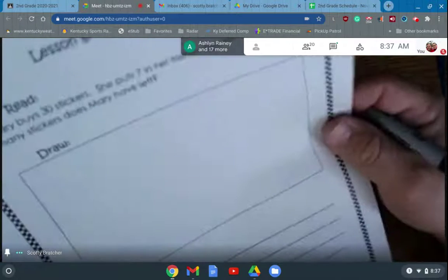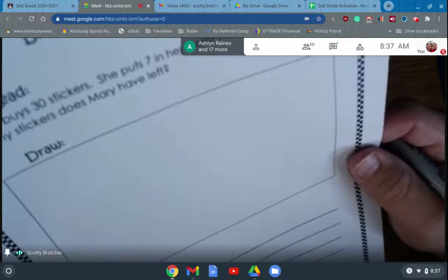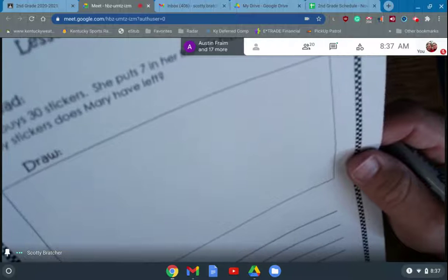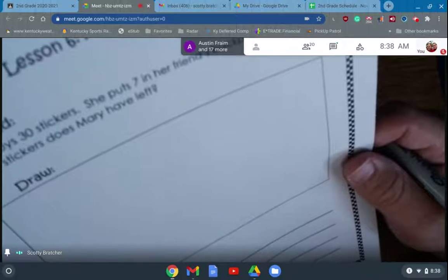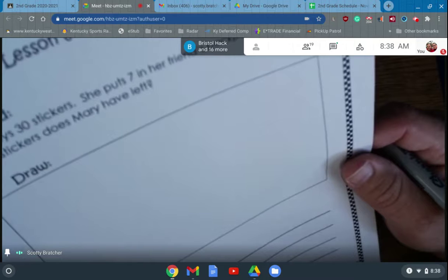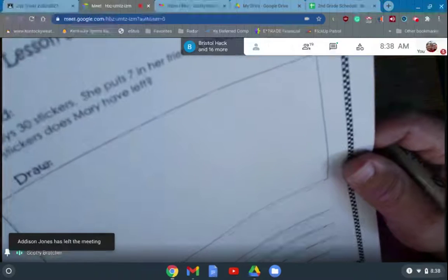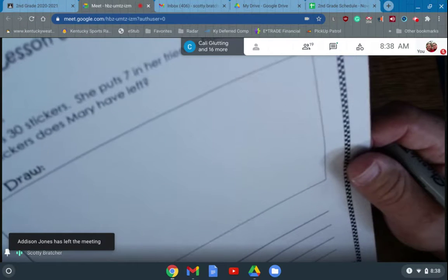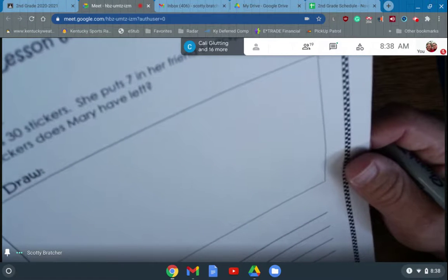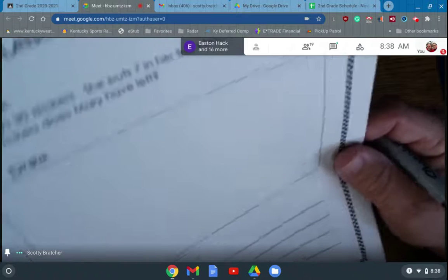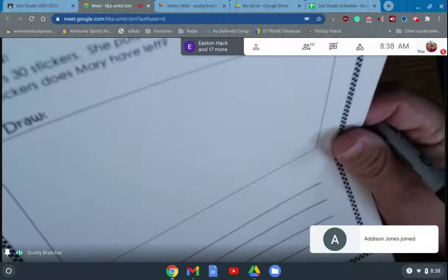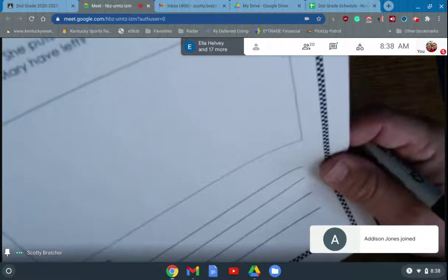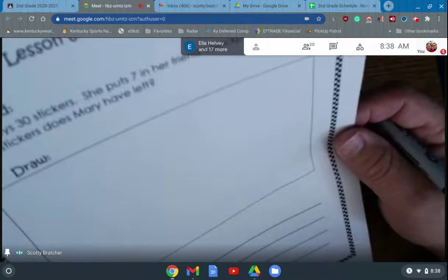Here we go. Mary buys 30 stickers. Okay? So she's got 30 stickers. She puts 7 in her friend's backpack. All right, that was awfully nice of her. How many stickers does Mary have left? All right. So as I said before, we can go ahead and restate down here before we even do the problem.